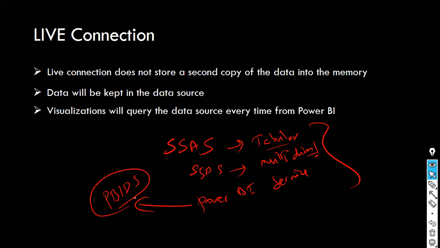Okay, and the limitation with live connection is that it can work only with these three source systems. It cannot work with any other thing, and we cannot put tabular and multidimensional together. If you know SSAS, you know it, right? I have a mix of people, I don't want to overwhelm them now. So tabular is something tabular, multidimensional is cube.